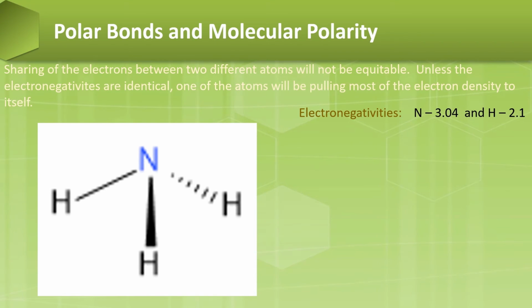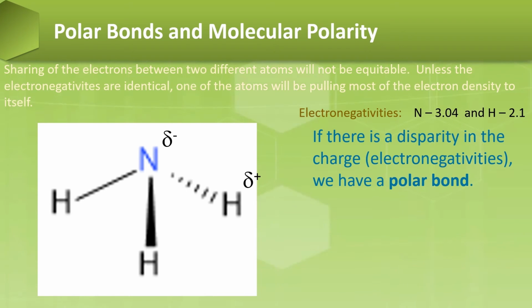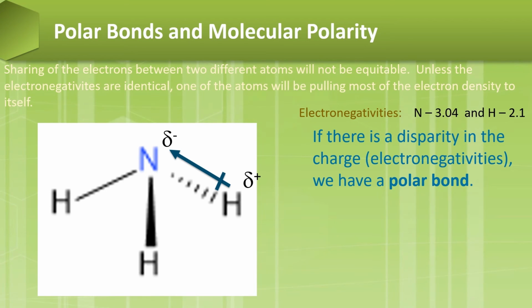In the covalent bond between hydrogen and nitrogen, nitrogen will pull most of the electron density to itself, giving it a pseudo-negative charge, and the hydrogen will have a lost charge, so we give it a pseudo-positive charge. Notice how we denote the charge with the Greek delta, with the minus and plus symbols denoting charge as a superscript. Now, if such a disparity in the charge is present between two atoms, we call this a polar bond. We also can picture this polarity by drawing an arrow along the bond, with the point of the arrow directed at the more electronegative atom in this two-atom bond.